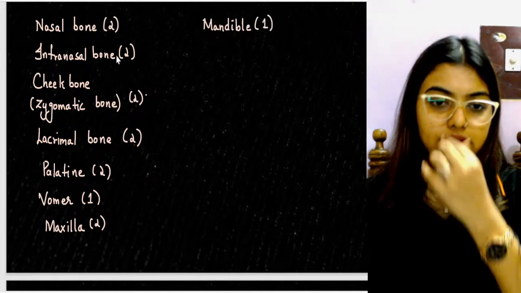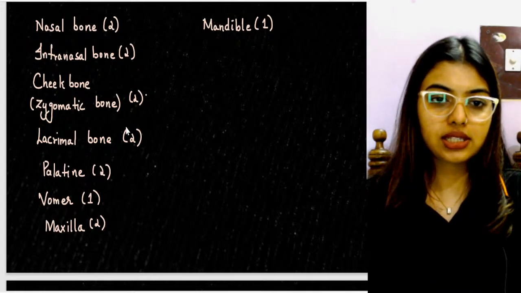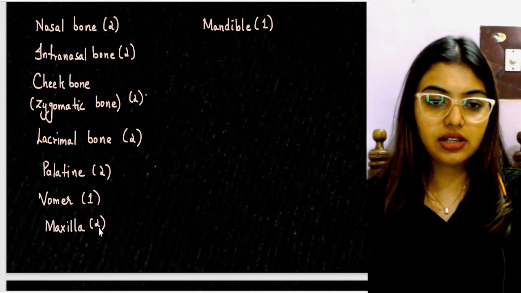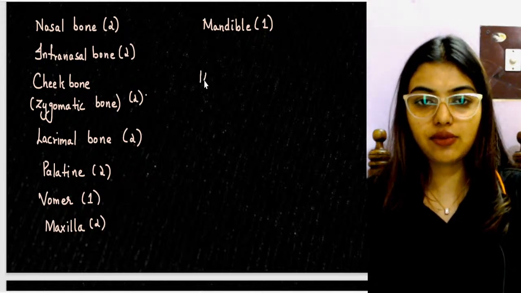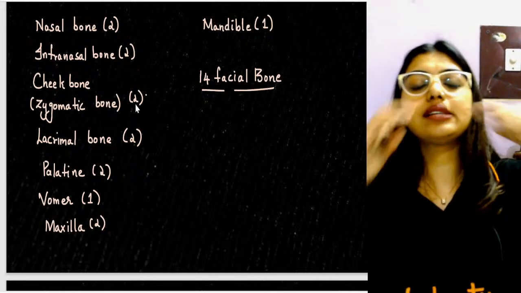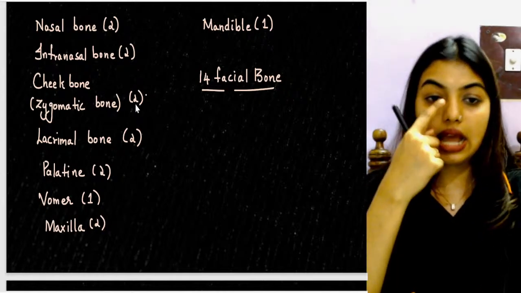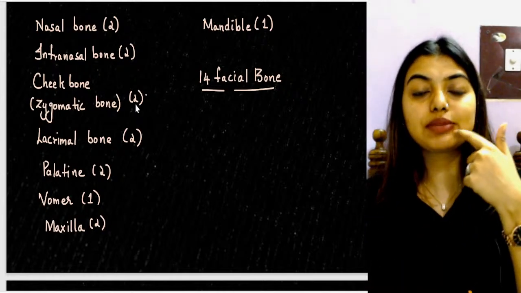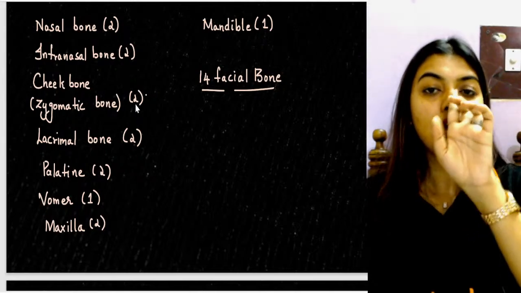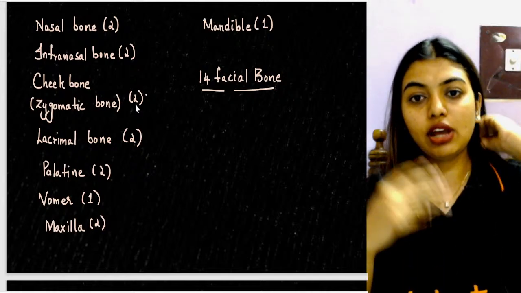Got it? Now count and see 14 are there. All of you count and see. 2, 4, 6, 8, 10, 11, 12, 13, 14. Very nice. 14 facial bones are there. Is this clear? So nasal bone, infranasal bone, zygomatic bone, lacrimal bone, then palatine and vomer is present, students. One vomer is going to be here, palatine is inside. Now palatine will be near the eyes. Then you have maxilla and mandible.